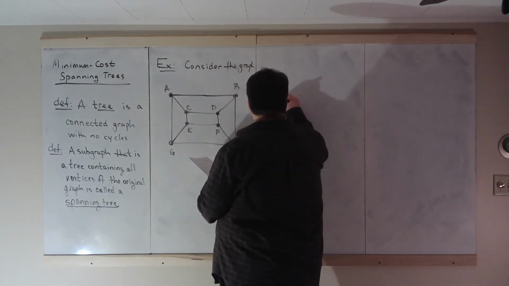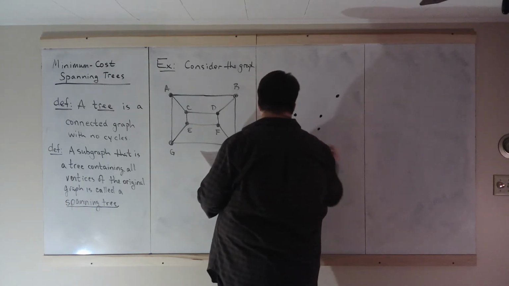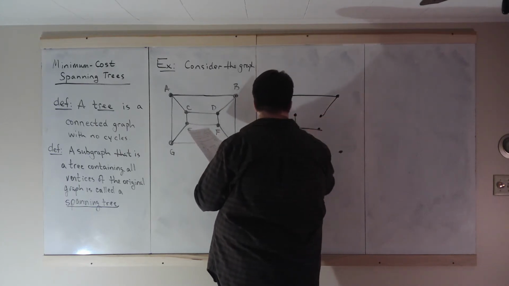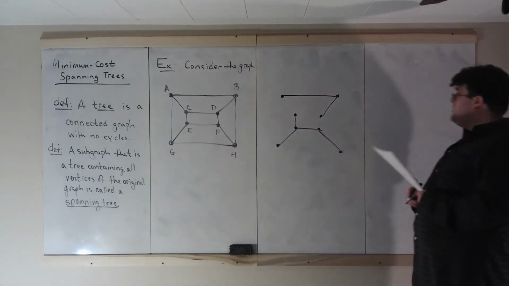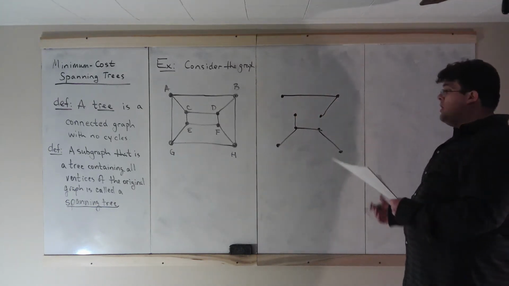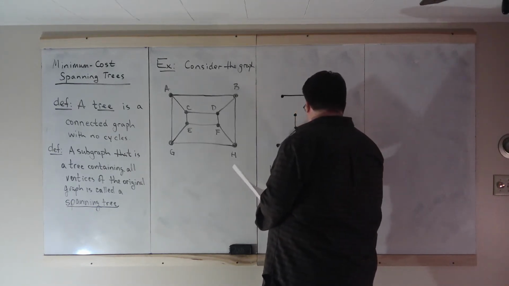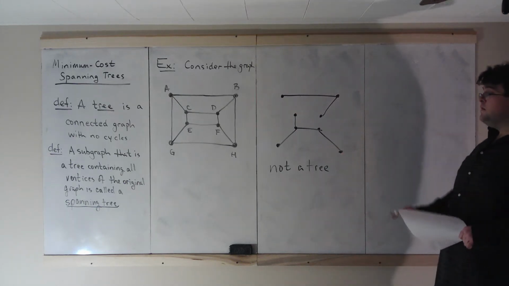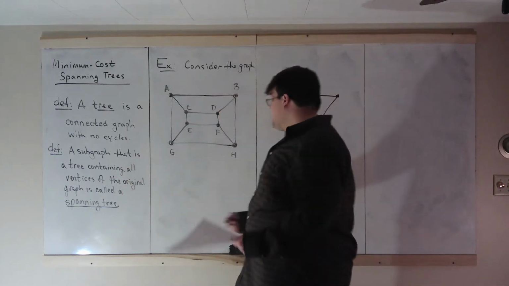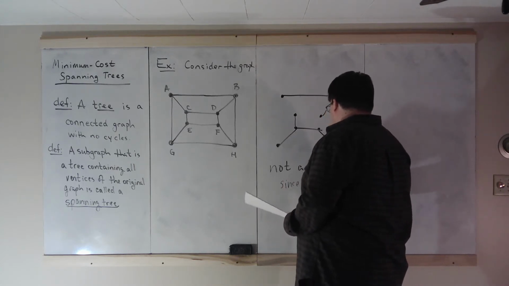What if we chose this? I'm just going to fill in a subgraph over here. So we have those eight vertices. What if we chose this subgraph right here? Is it a tree? There are no cycles, but it's not a tree because it's not connected. So not a tree. Notice it does hit all of the vertices, so it does span in the sense that it hits all the vertices, but it's not a tree. So it's not a spanning tree.